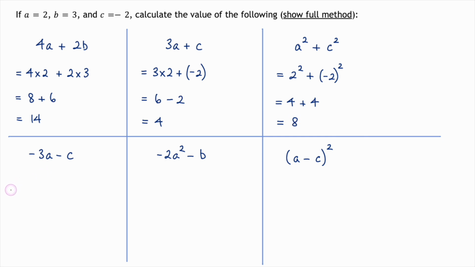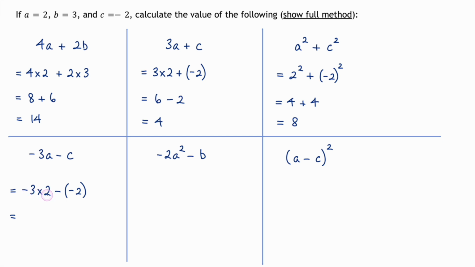Next example, got to be careful here. We've got a few negatives occurring. We've got the negative 3 multiplied by the a value, which is 2, minus, and the c value, well, the c value is negative 2, and we'll pop that in brackets, negative 2. Equals underneath.